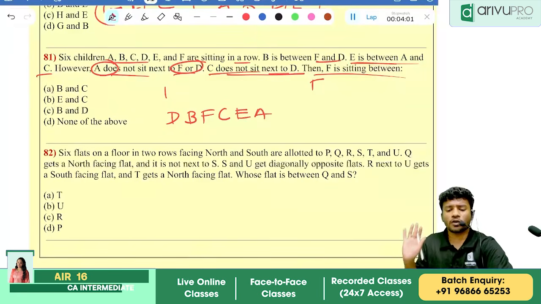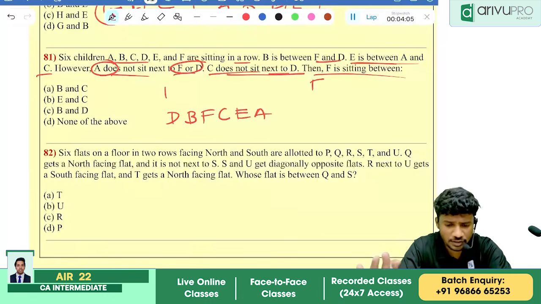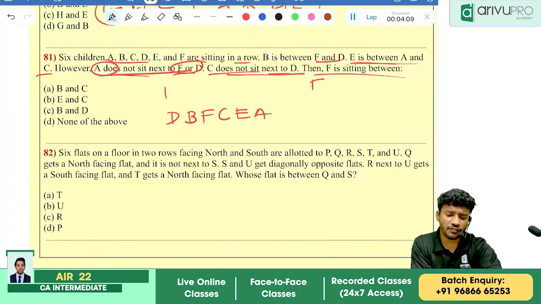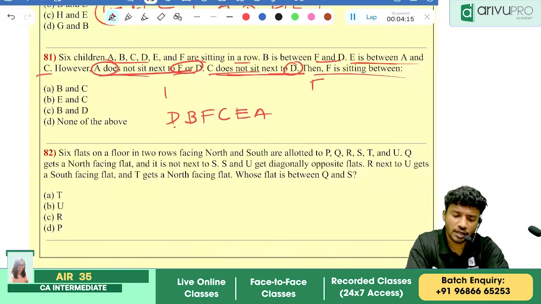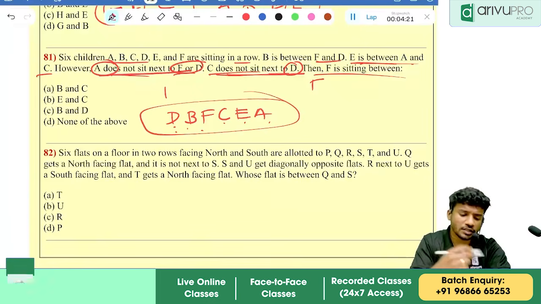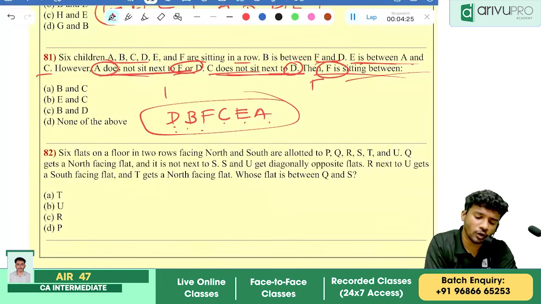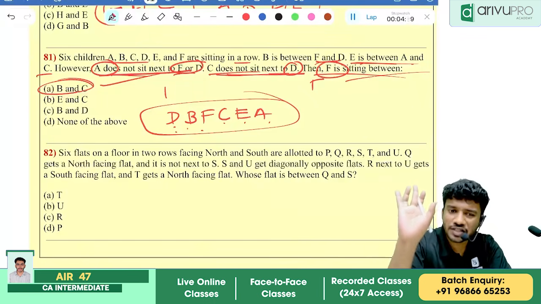Now check whether all the options are correct or not. Whichever way you have solved, the answer will be correct. Check everything. A does not sit next to F and D. That is correct. C does not sit next to D. That is also correct. B is between D and F. E is between C and A. Everything is confirmed over here. Now the question is, F is sitting between what and what? B and C. Whatever way you have solved, you will get the same answer.